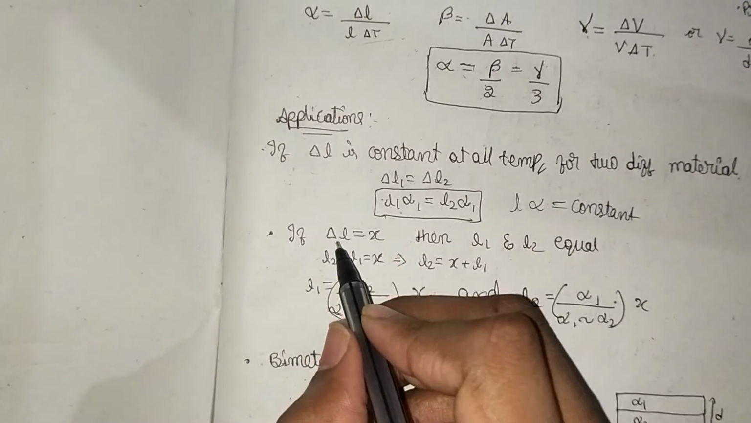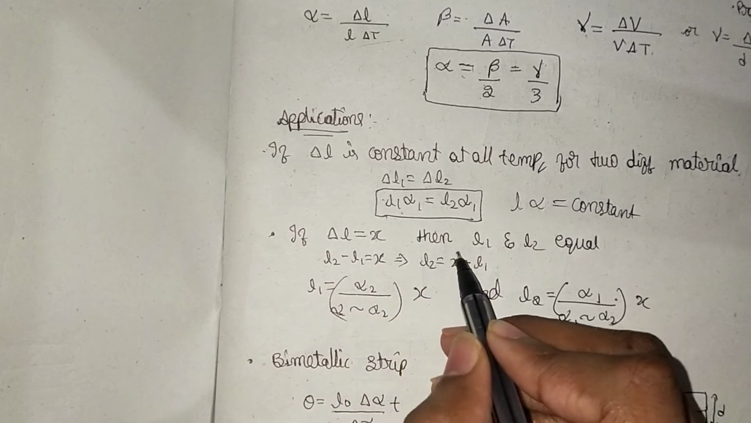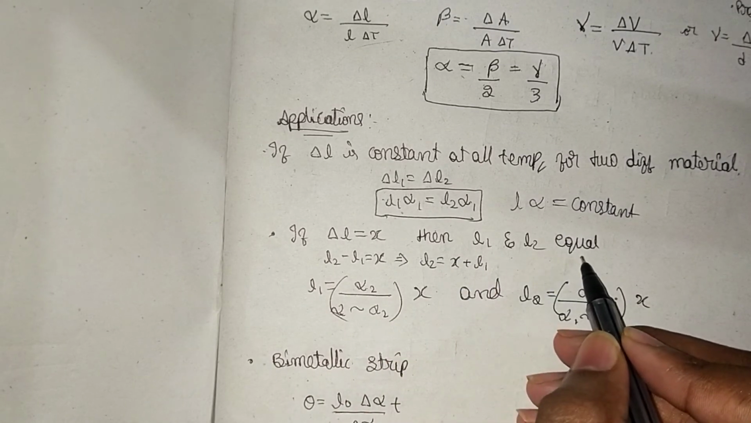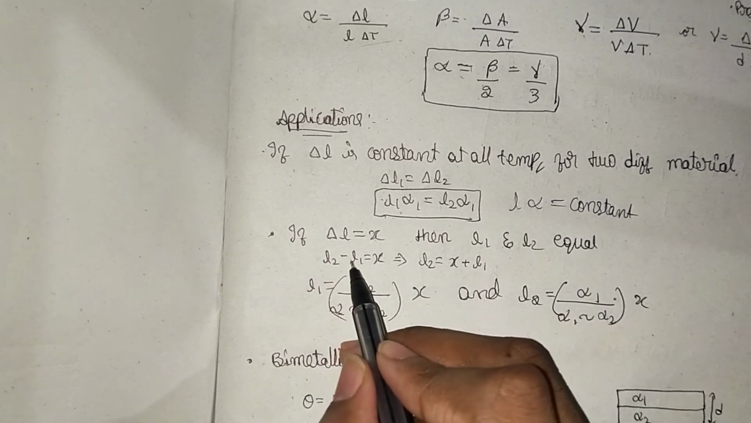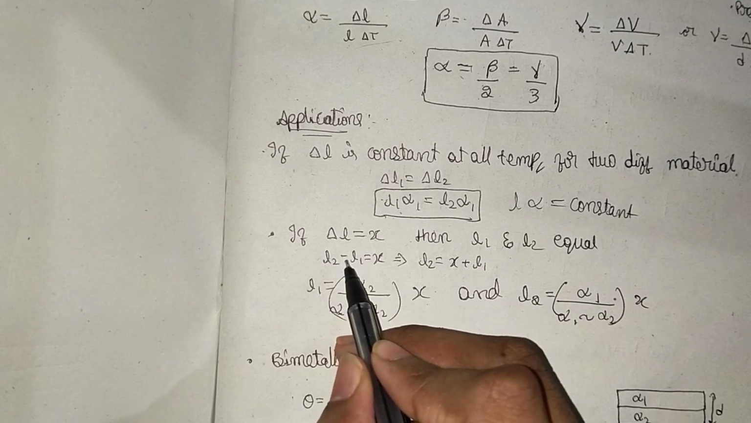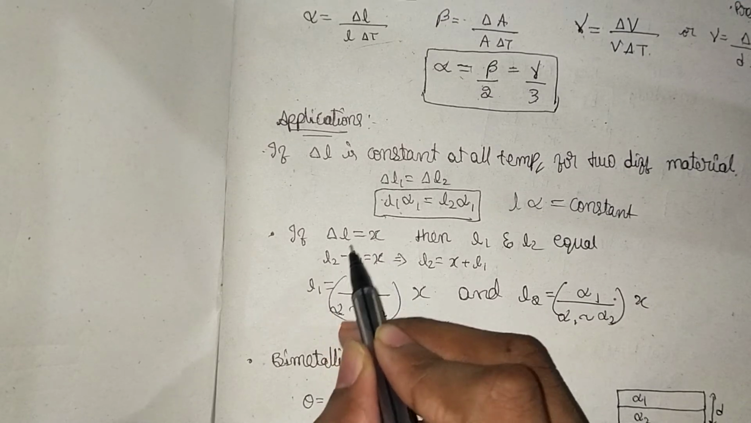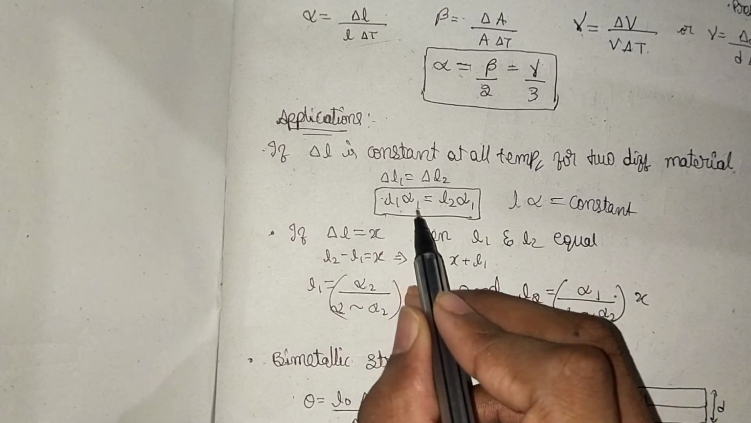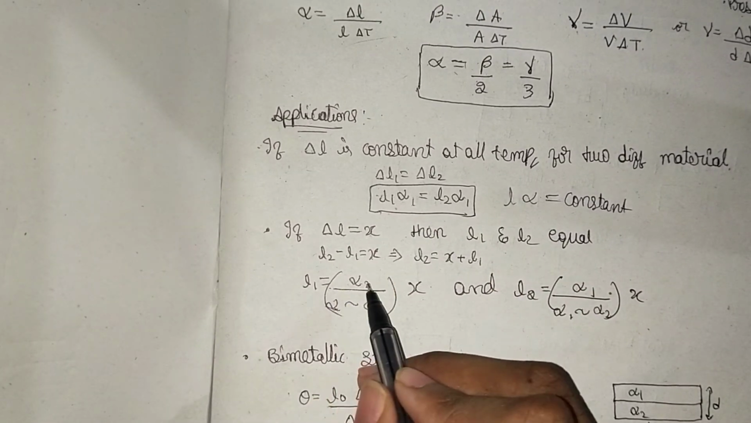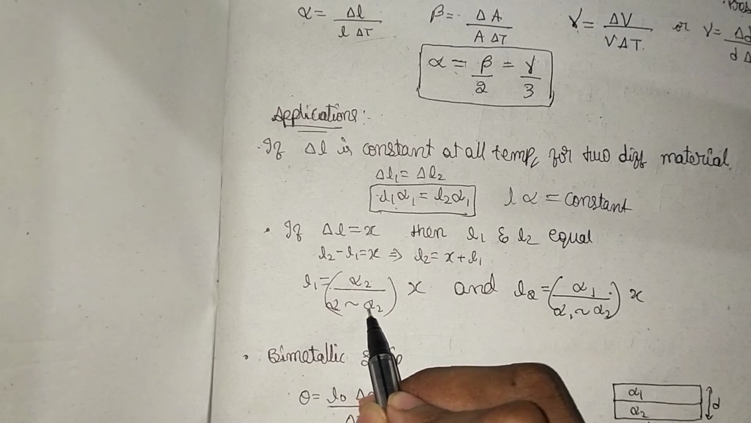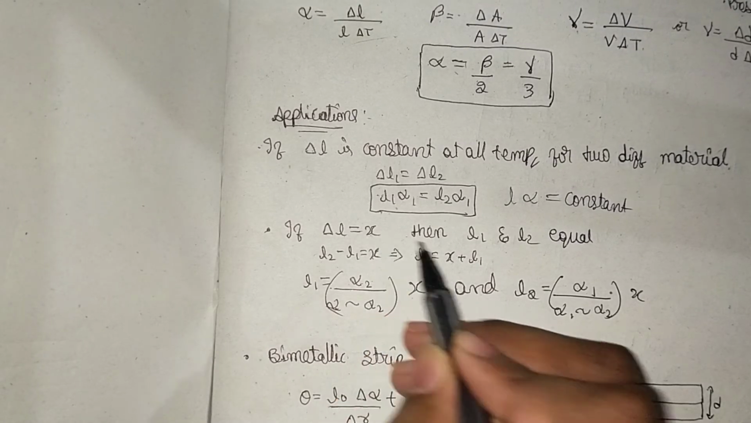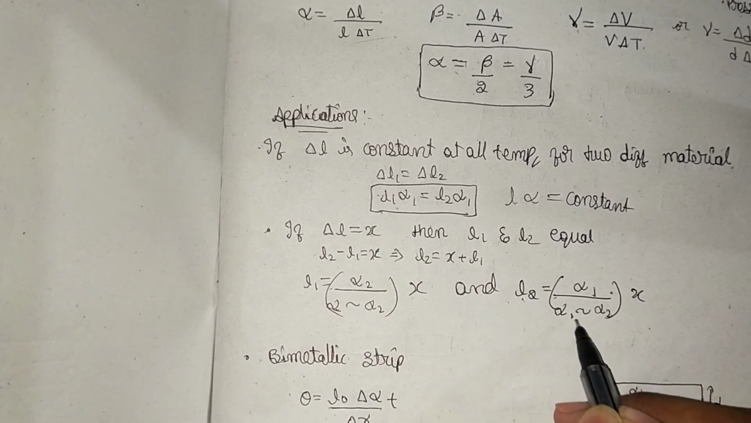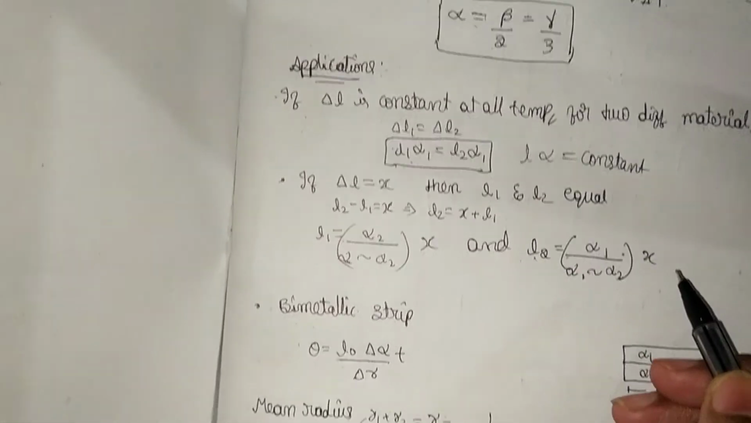If in the question given delta L equals x, then L1 and L2 are equal to L1 minus L2, that is the difference in length, equal to x, that is L2 equals x plus L1. And putting this value in this formula, we will get L1 equal to alpha 2 by the difference in alpha into x, that is given, and L2 equal to alpha 1 divided by the difference of alpha into x.